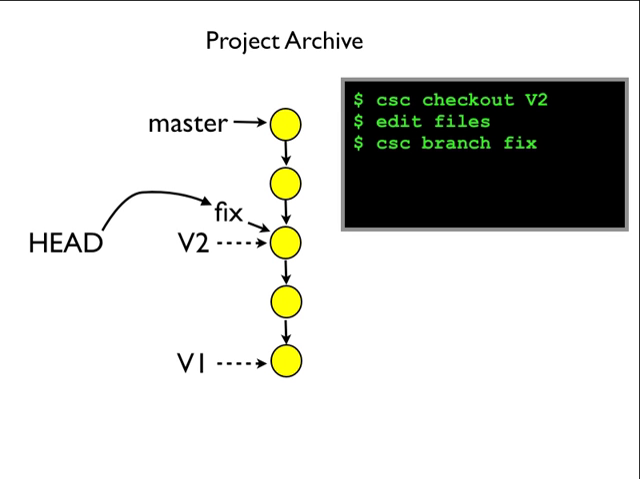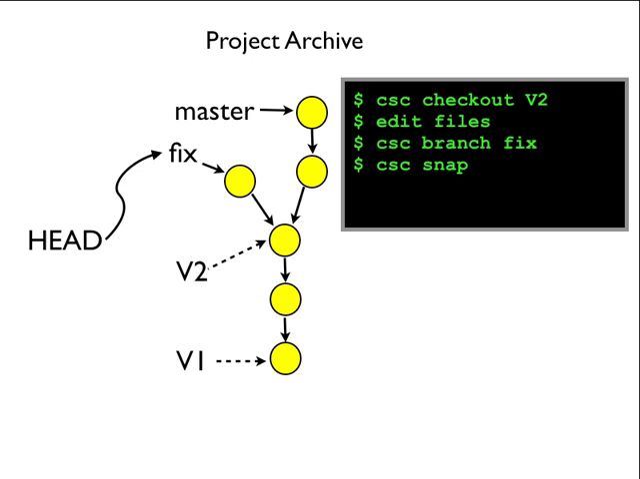Head points now to fix. We go and we create a new snapshot. And the snapshot goes by looking at head, finding out where that is, creating the new snapshot, copying all the files into the archive just like we do for any other snapshot. But now we're on branch fix, so the fix pointer moves forward and points to the new snapshot for that branch. So now we have two branches, master and fix. Master is the changes getting ready for version 3. Fix are the changes that we just did to fix version 2.